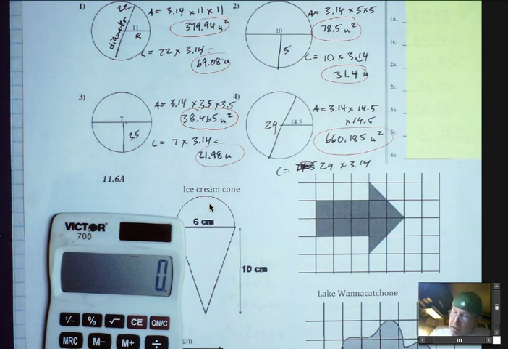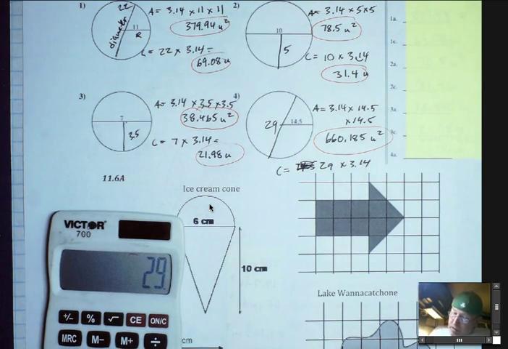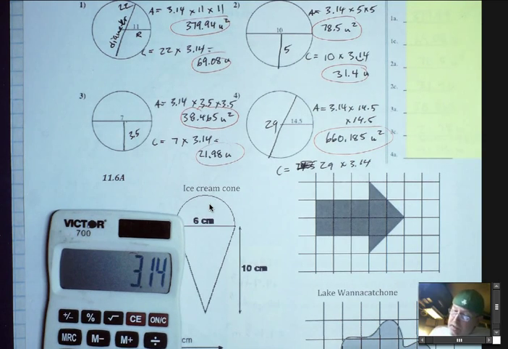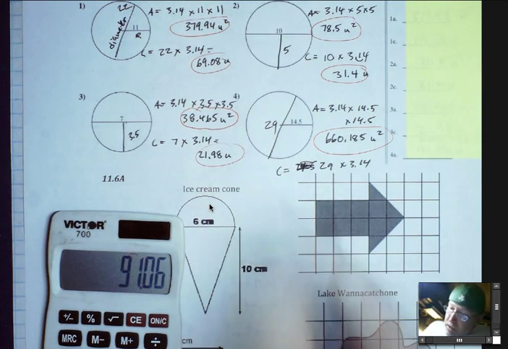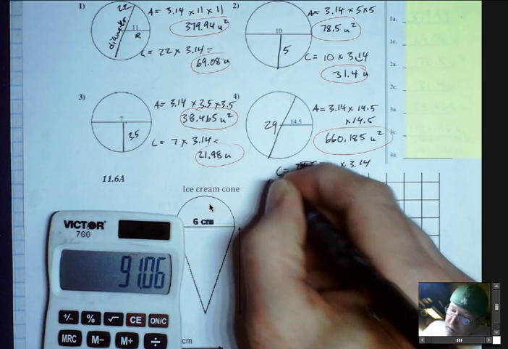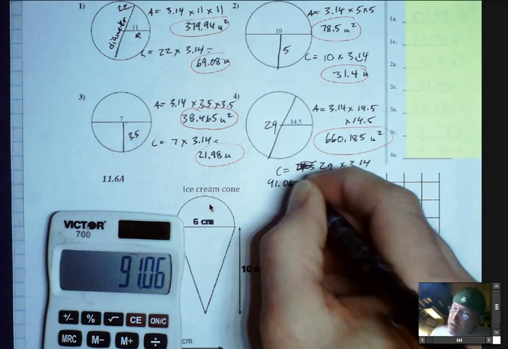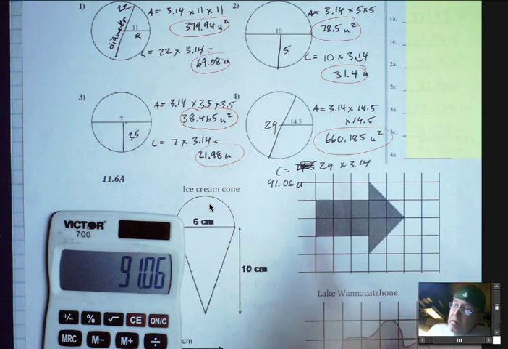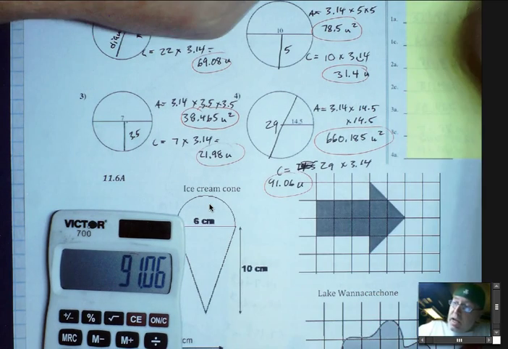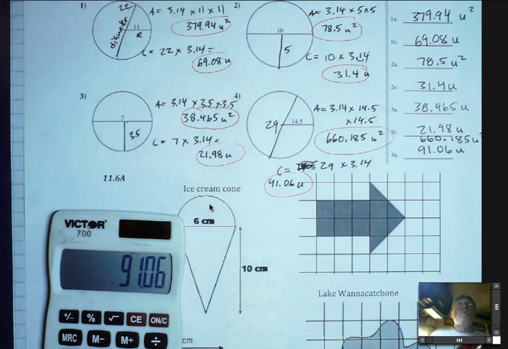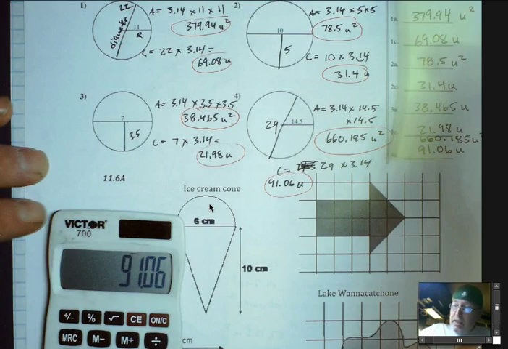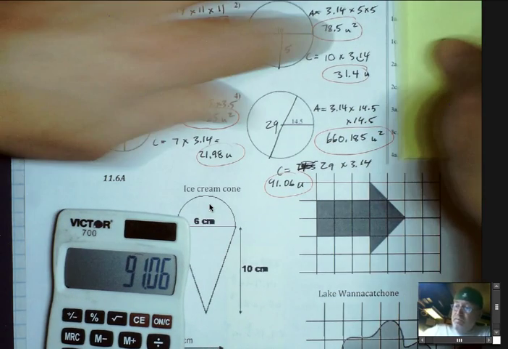Almost slipped up there, got to be careful. 29 times 3.14, and that is equal to 91.06. 91.06. That'll just be units. I'll circle that there. If you did them on the side and you want to check your answers out, I also wrote them down there as well. Okay? Put that back in case I need a little more writing space.